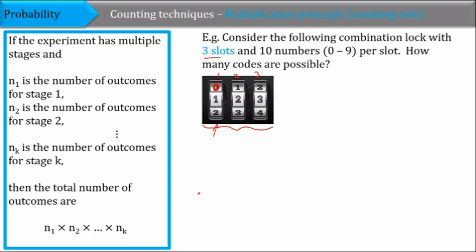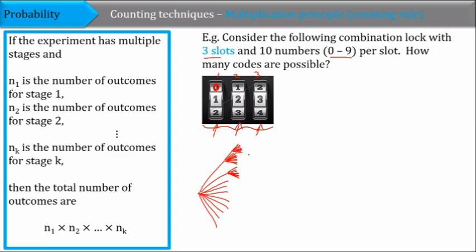So if we just quickly look at a tree diagram, then for the first part of the experiment we have 10 possibilities because it's the digits 0 to 9. So there's 10 possibilities for the first stage in our experiment. For the second one, there's also 10. So that means each of these will have 10, each of them.